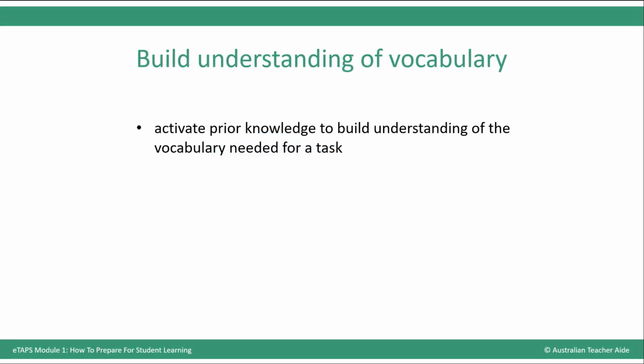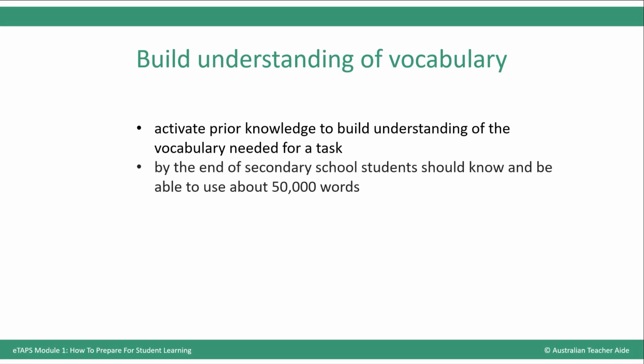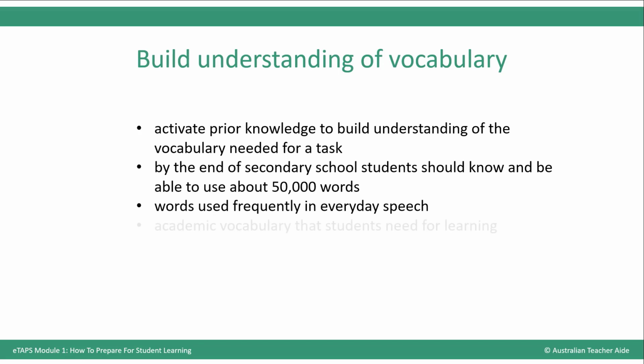The next strategy is to activate prior knowledge to build students' understanding of the vocabulary needed for a task. This is essential to the comprehension of the content in all learning areas, and by the end of secondary school, students should know and be able to use about 50,000 words. This includes words used frequently in everyday speech, as well as the academic vocabulary that students need for learning.